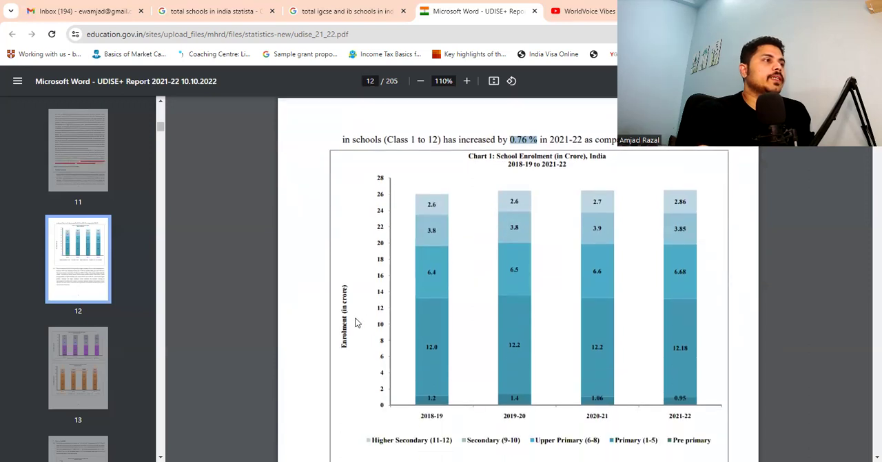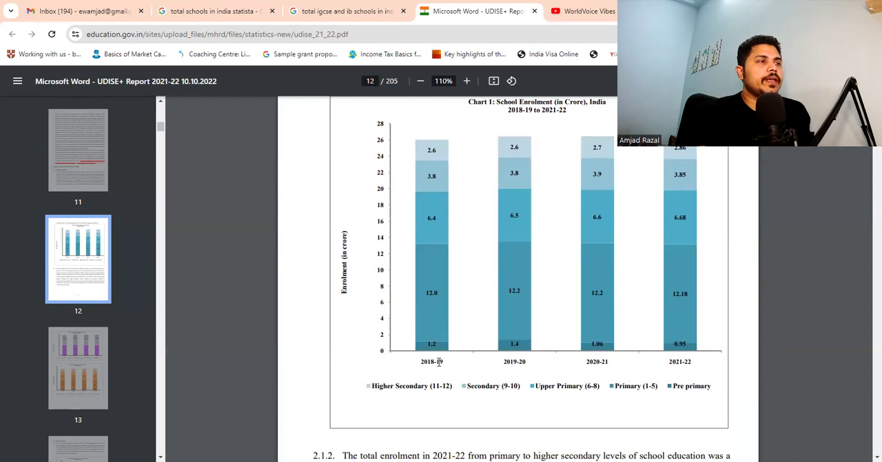And this particular enrollment data is in terms of crores. So if you see, in 2018-19, in pre-primary, this color code, there were nearly 1.2 crore students enrolled. In 2019-20, 1.4 crores.